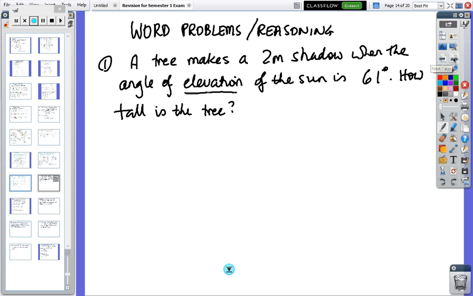Okay, so now we've got word problems, and we've still got about 6 pages to go. So these are all just applications. These are the ones a little bit harder. When you're ready, have a go at the first one.